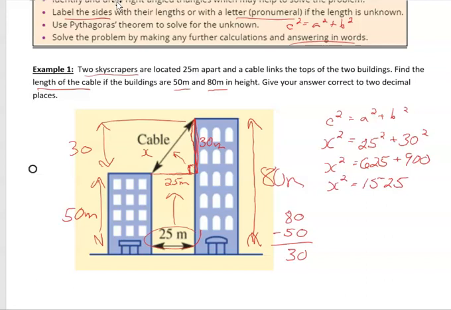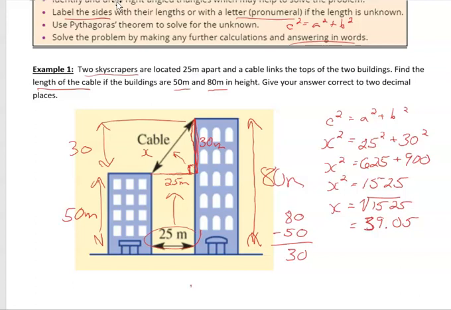So if we want to find x, we want to find the square root of 1525, because the square root of x squared is going to be x. That's how we get x by itself. If it's squared, we take the square root. So now we just need to use our calculator and find the square root of 1525, because I couldn't work that in my head. Corrected to 2 decimal places, it is 39.05. As a rule, unless we're told differently, we'll round to 2 decimal places.